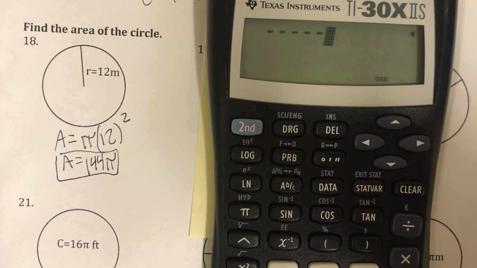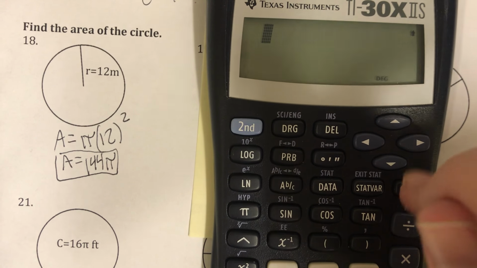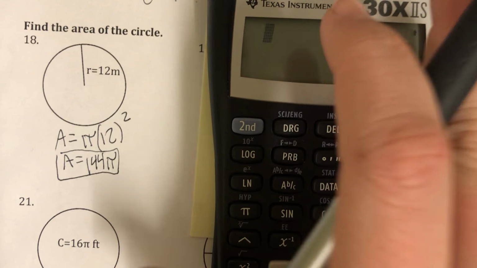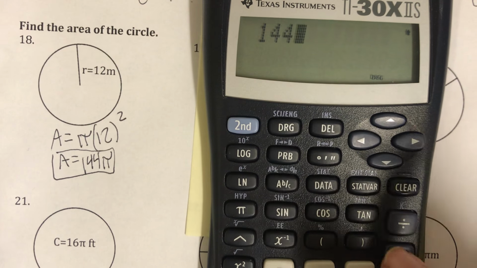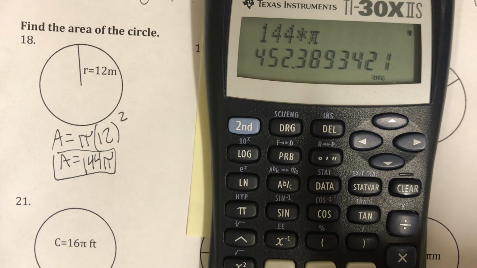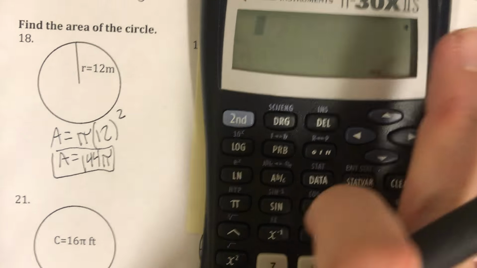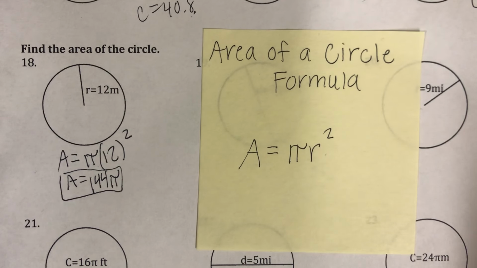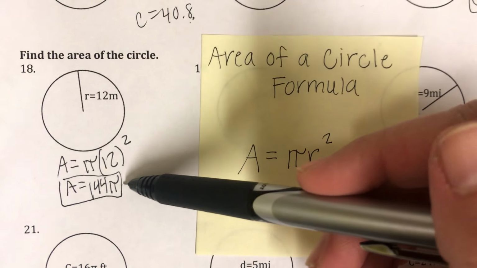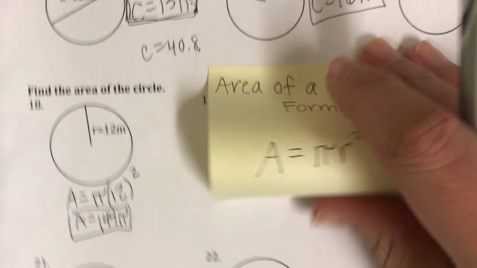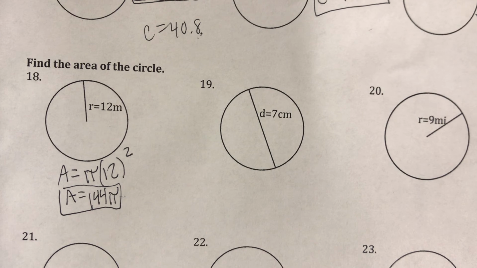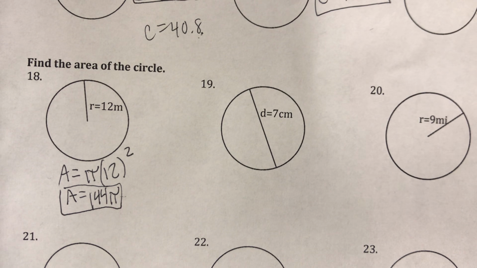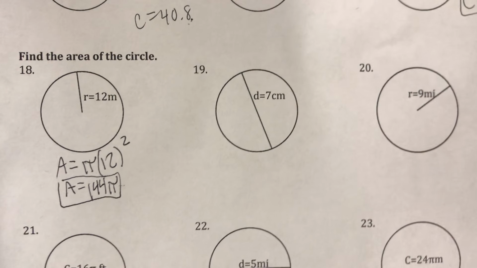If you did 144 times pi and you got an actual answer instead, 452 point whatever, that's still the right answer, but keep the pi in there. We like pi. Pi spelled P-I and pie spelled P-I-E.